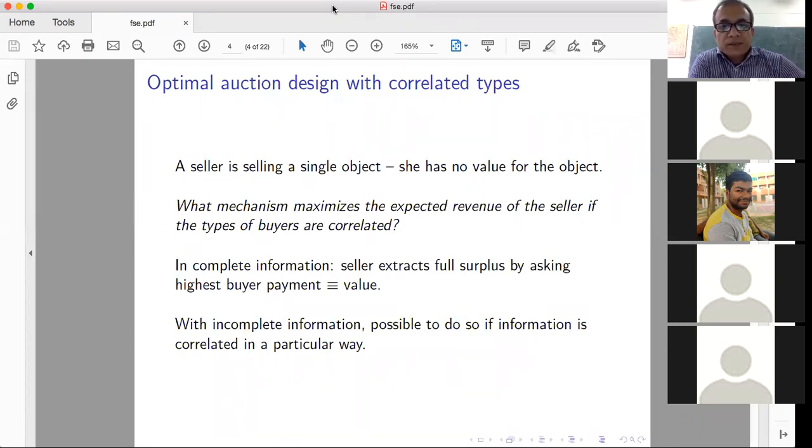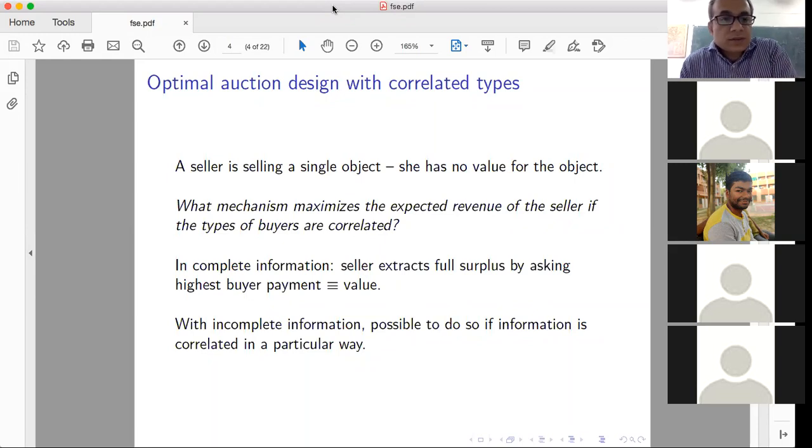So in that sense, it can extract the entire surplus. With incomplete information, we saw from Myerson's analysis that this is not quite possible. You always have to pay some information rent to these buyers, so you can't extract the full surplus. But what we are going to show in this lecture is that even if you have incomplete information, if the types are correlated, you can still extract full surplus in expectation. The expected full surplus can be completely extracted by the seller. That's what we are going to show.